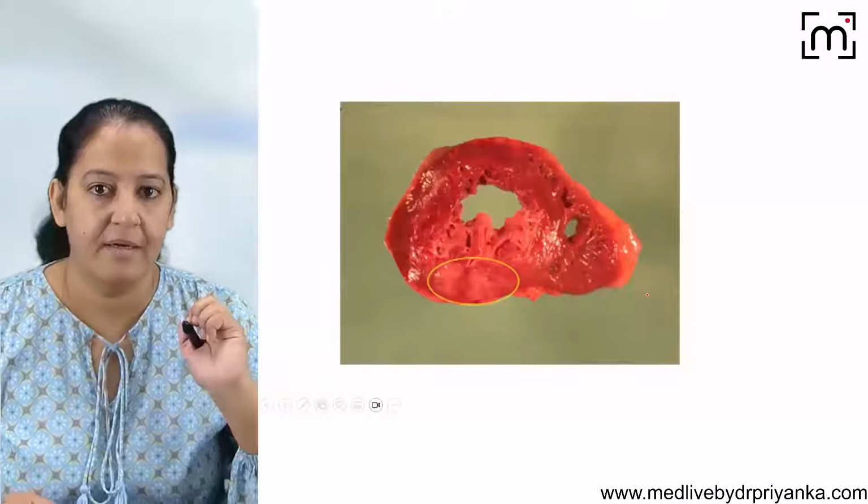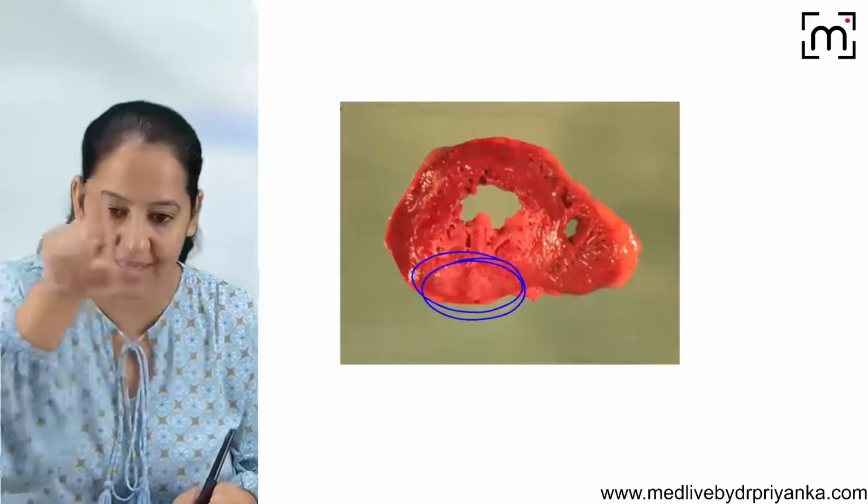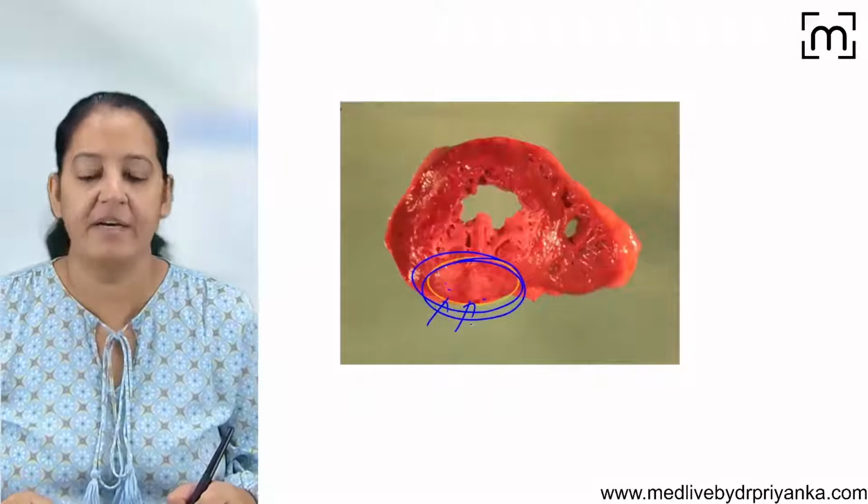Can you see this portion? This is a real diagram you can see. The complete slice is red, but this portion is yellowish. It is not taking the stain. You can see this is the infarcted area. So it looks like this.